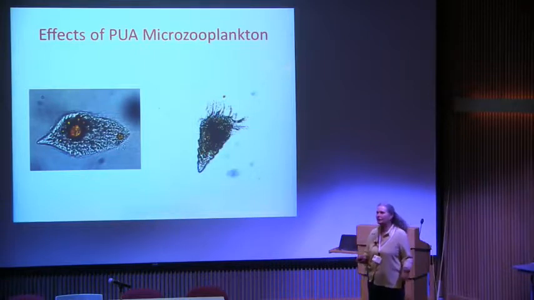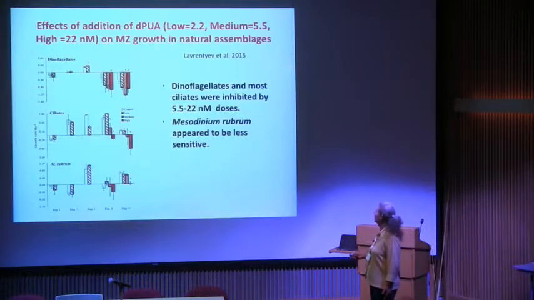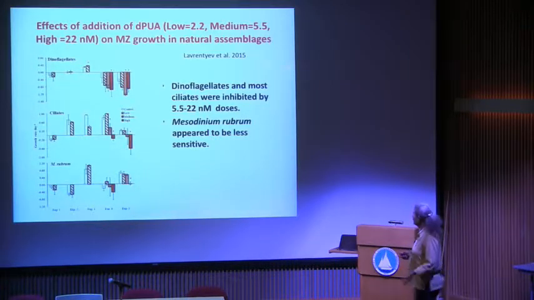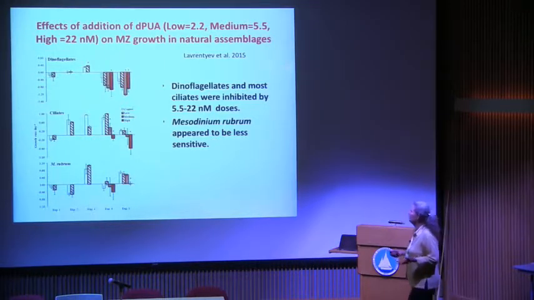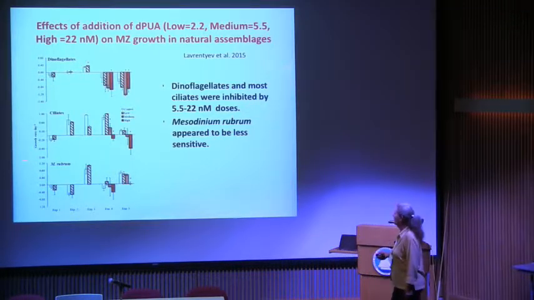Well, what are the effects on the microzooplankton themselves? And we looked at the effect on dinoflagellates and also on ciliates. And basically, we saw inhibition of both dinoflagellate growth over 24 hours and ciliate growth in the medium to high PUA concentrations. But it was very variable and partly depended on the species. One species, Mesodinium rubrum, which is a photosynthetic ciliate, appeared to be less sensitive, and only the highest PUA caused a decrease in it.